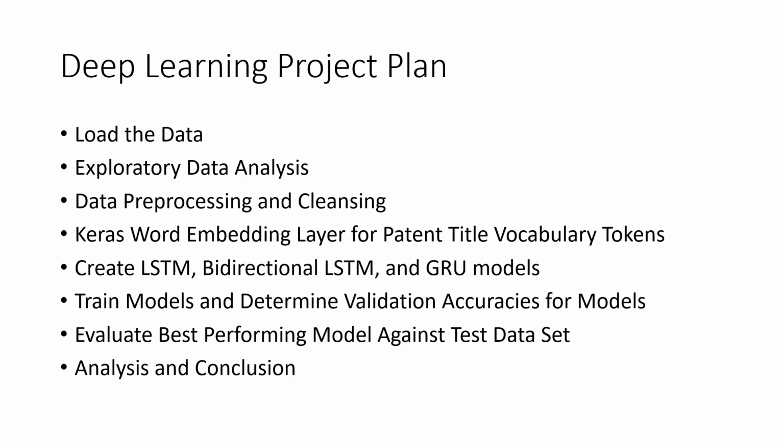Those 5,000 rows, I split them 80-20. So 4,000 of the rows are training, and the last 1,000 rows I'm going to use as test. Then I train my models and determine validation accuracy for the models. Once I've determined my validation accuracies using the training data, I take the best model and evaluate it against the test data set. So I look at my results and then I did my analysis and conclusion.